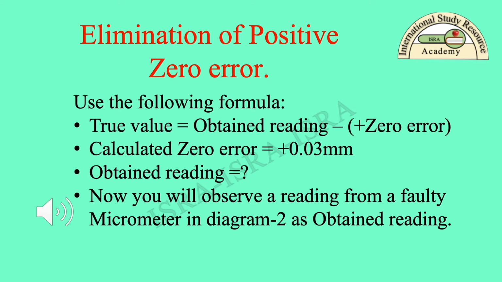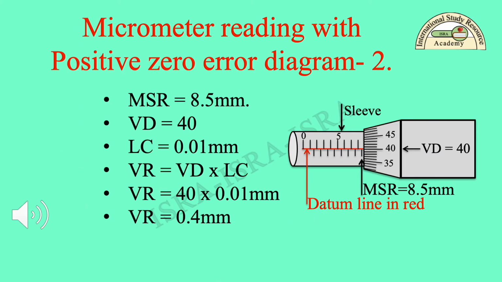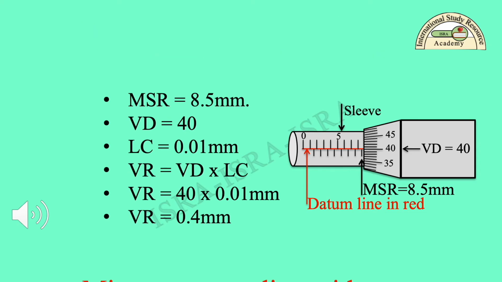Now you will observe a reading from a faulty micrometer in diagram 2 as obtained reading. Micrometer reading with positive zero error diagram 2. Main scale reading MSR is equal to 8.5 mm. Vernier division VD is equal to 40.